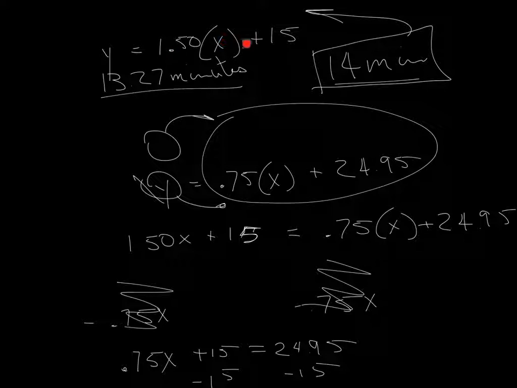It's like maybe you don't call anybody, you just have your phone for emergency use. Well, this is going to be the best deal. But if you're going to talk more than that 14 minutes, this is going to be the best deal. So that is lesson 3.8b, and we are done with lesson 3.8.